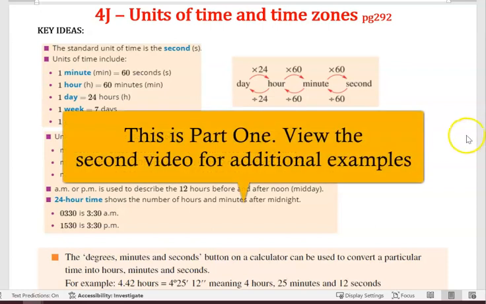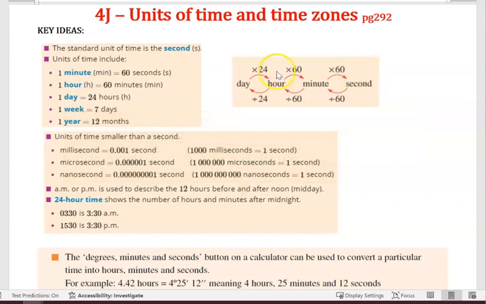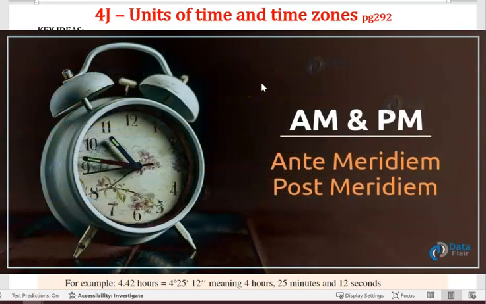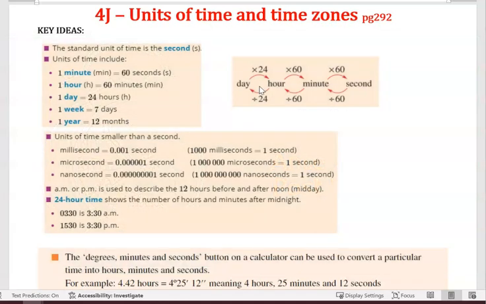Time is a little different from other measurements because time is measured in multiples of 12. So in a day, we have 24 hours. That's 2 lots of 12. We have 12 hours of AM, antemeridian, and 12 more hours of PM, afternoon, post-meridian.